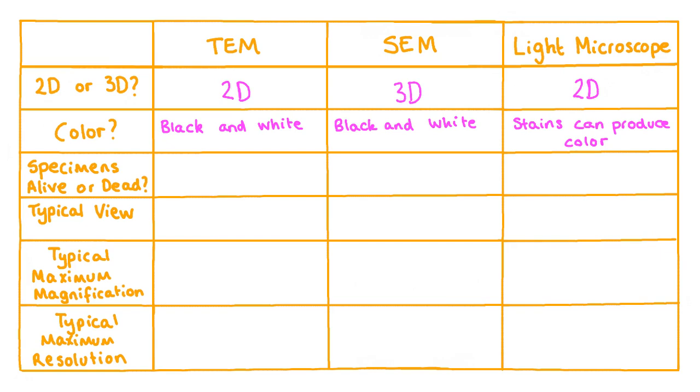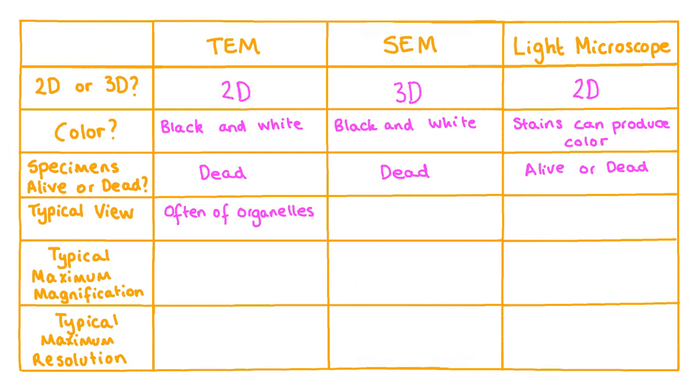Light microscopy can show us the true colour of a specimen, or stains can be added to specimens to produce high-contrast coloured images. The preparation of specimens for electron microscopy usually results in their death. If a living specimen was subjected to an electron beam, it would definitely die, so only dead specimens are ever used for electron microscopy. While in light microscopy, the specimens can be living or dead.